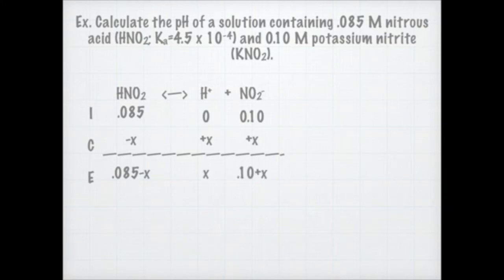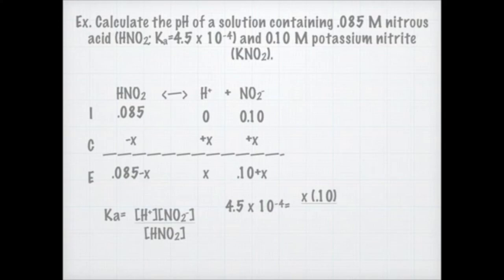Now I can write my acid dissociation expression. My Ka equals the concentration of H plus times the concentration of nitrite divided by the concentration of nitrous acid. Now I can plug those values in. My Ka is 4.5 times 10 to the negative 4th. Concentration of nitrite ions is 0.10 plus X. Remember, I can ignore the plus X, since if I were to take 0.085 and divide it by 4.5 times 10 to the negative 4th, that ends up being greater than 100. So I'm going to put 0.10 there, so X times 0.10, not X times 0.10 plus X, and then divide that by 0.085 because I don't subtract the X, which makes my life a lot easier.